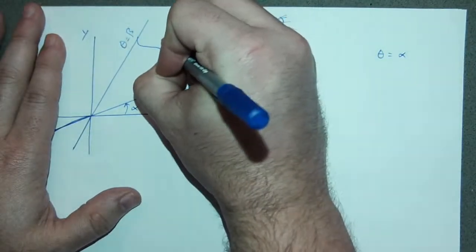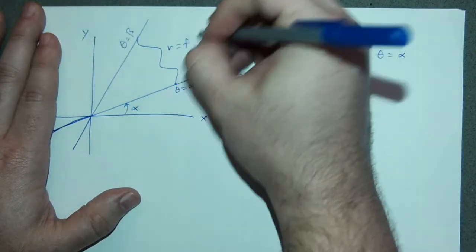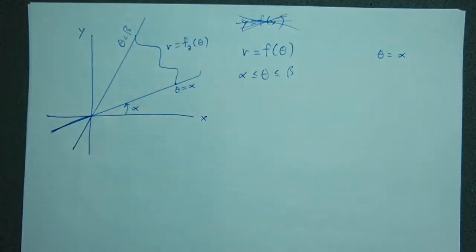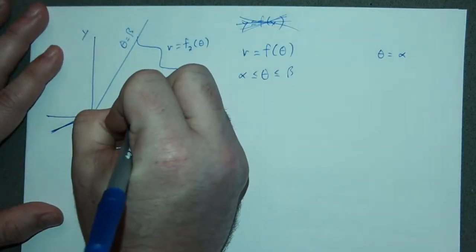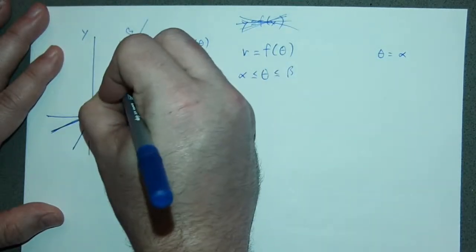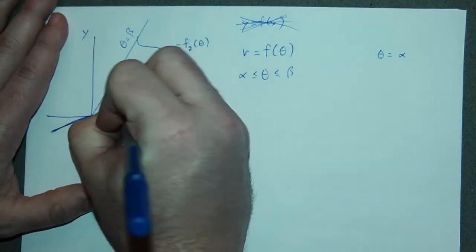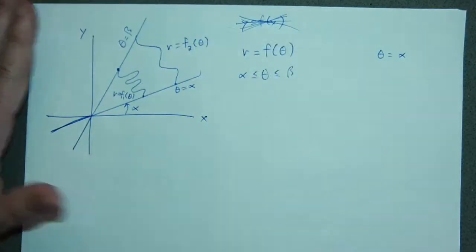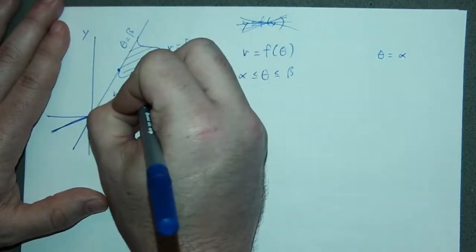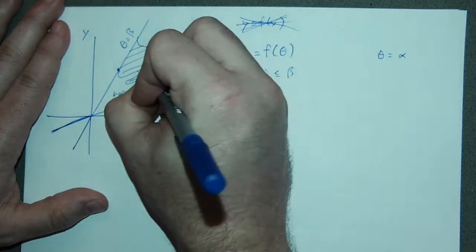Okay, so maybe this is r equals f sub 2 of theta, and another function might look like this. Okay, so this is r equals f sub 1 of theta. And thus the region in between here is my region R.